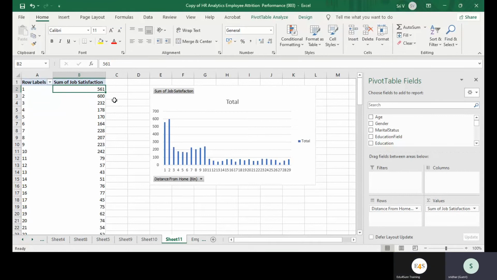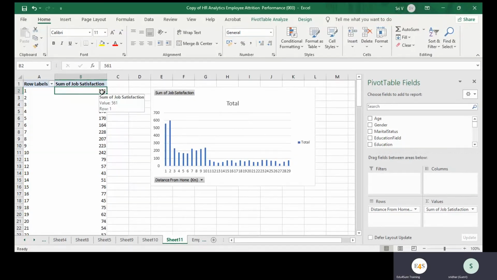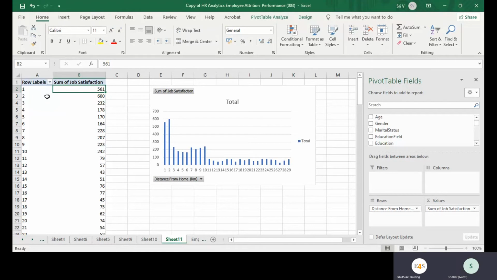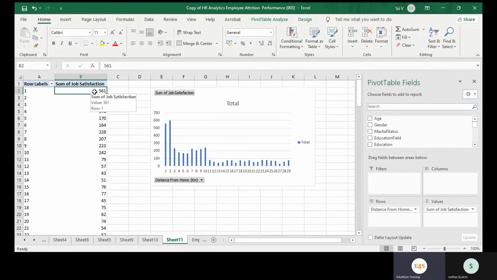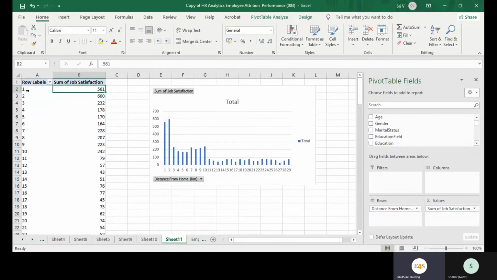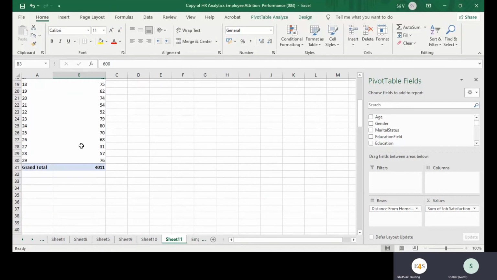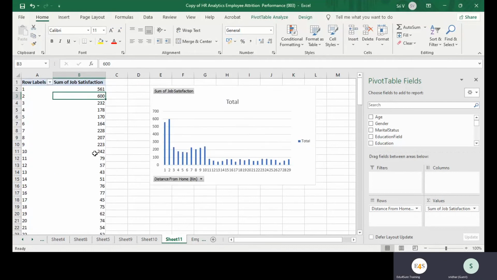What is this five? Sum of job satisfaction is 561. Yes. So job satisfaction was on the scale of 1 to 5. You remember? So that has been totaled for all the people who travel 1 kilometer. Okay. So those who travel 2 kilometers are getting 600. Okay. So 2 kilometers have the highest job satisfaction, right? Highest job satisfaction. Yeah, okay.